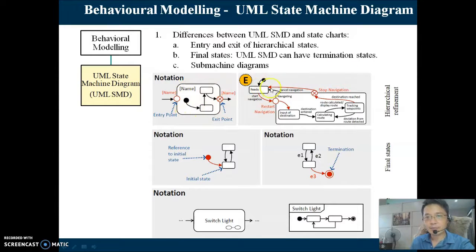Take a look at this example. This is the default state at the starting point, ready state. When the trigger starts navigation is received, the state will transit from ready to navigating. Navigating state is a hierarchy of substates, which are input of destination, calculating route, tracking waypoints.